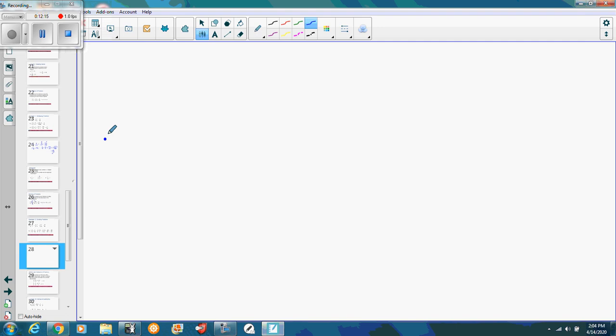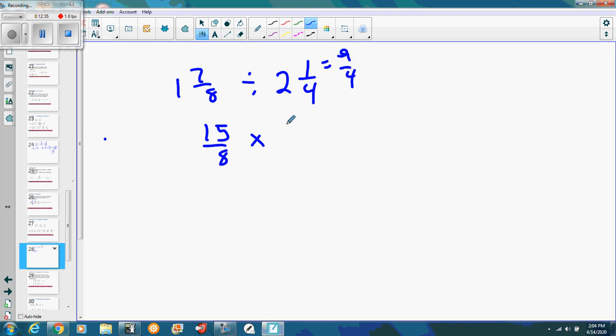So let's say I did 1 7/8 divided by 2 1/4. So first thing I would do is change it to an improper fraction. So this would become 15/8. This becomes multiplying, and this becomes 9/4, but I'm going to use the reciprocal, which is 4/9. Then I'm going to multiply. 15 times 4 is 60. 8 times 9 is 72. And then I reduce it to get 5/6.